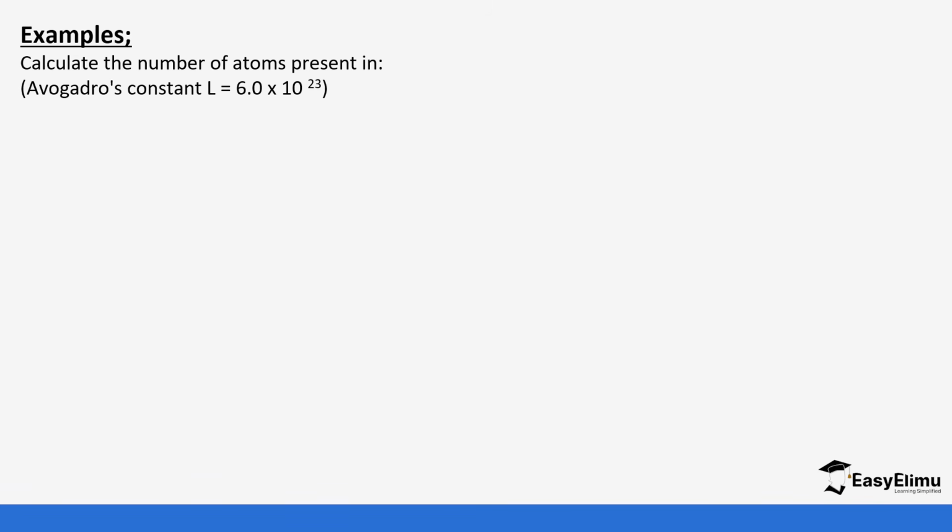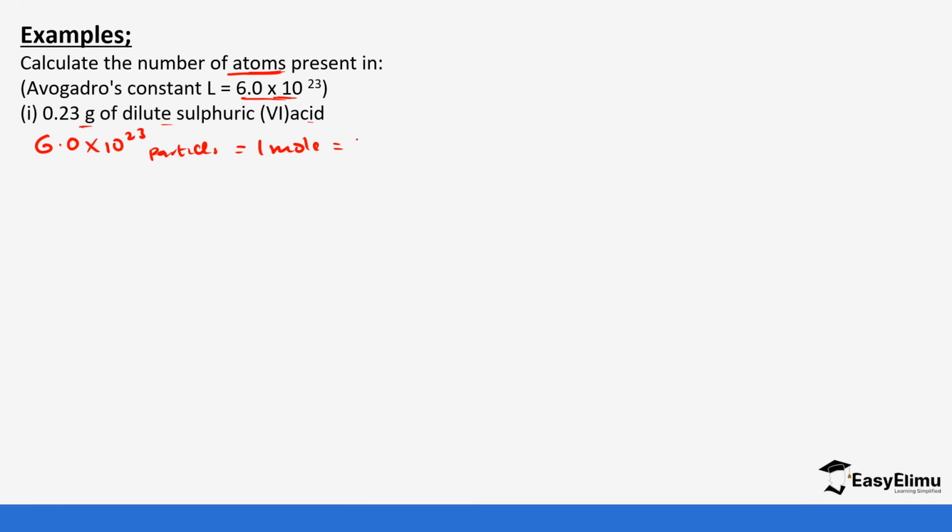Here are examples of some questions in regard to what we have discussed. Calculate the number of atoms present in 0.23 grams of dilute sulfuric acid. We have been given Avogadro's constant, so you are not going to use 6.023, we are going to use 6.0 that we have been given. So 6.0 times 10^23 particles of sulfuric acid is equal to 1 mole of sulfuric acid.